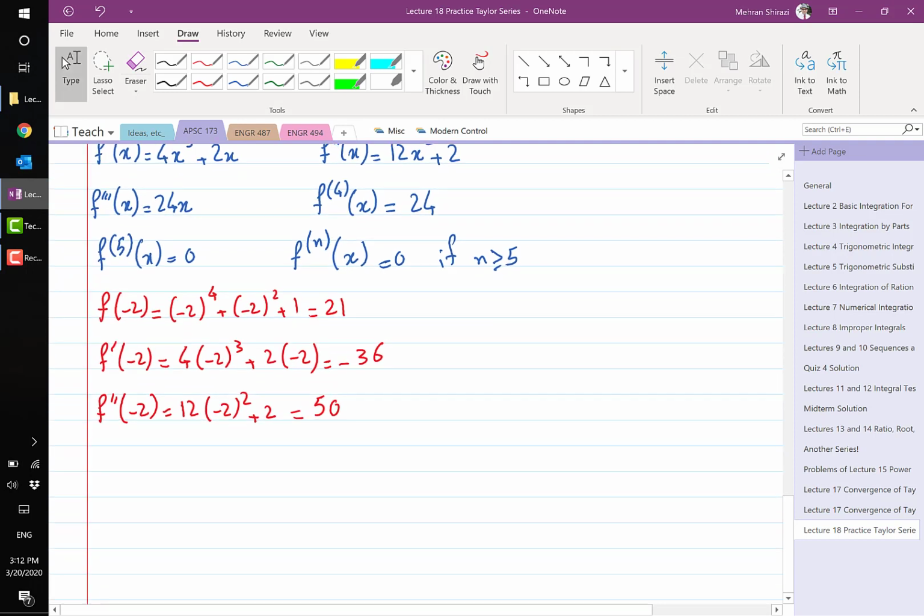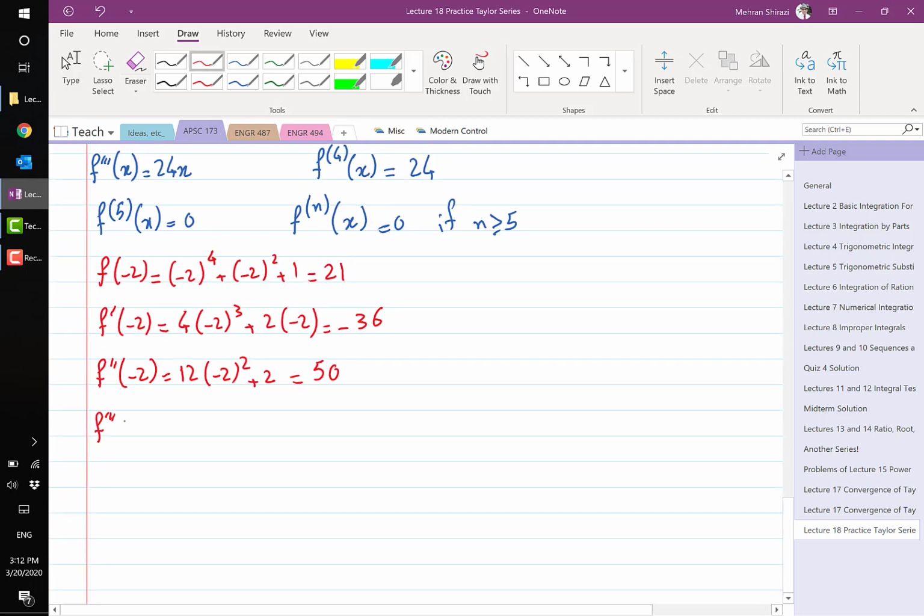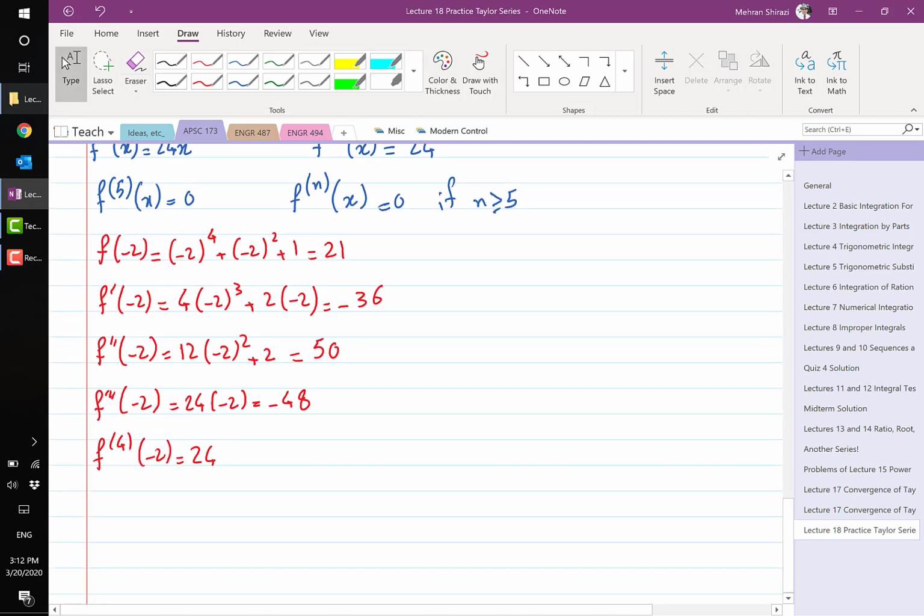I want to keep going. The third derivative at -2 is 24 times x. This one is very simple. x is -2, so this is -48. The fourth derivative at -2: the fourth derivative does not depend on x, it's always 24. It's 24. And the fifth derivative and all the other derivatives after at -2 are 0.